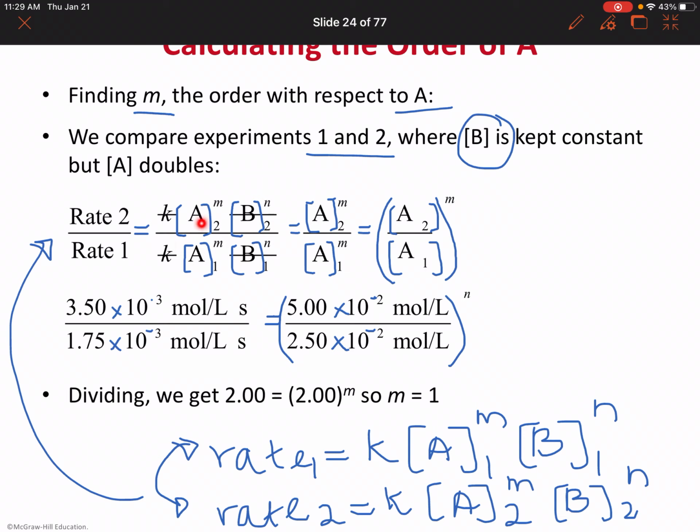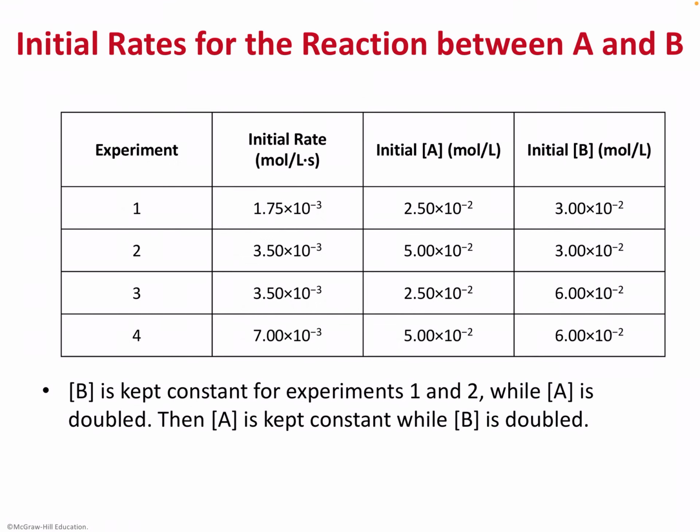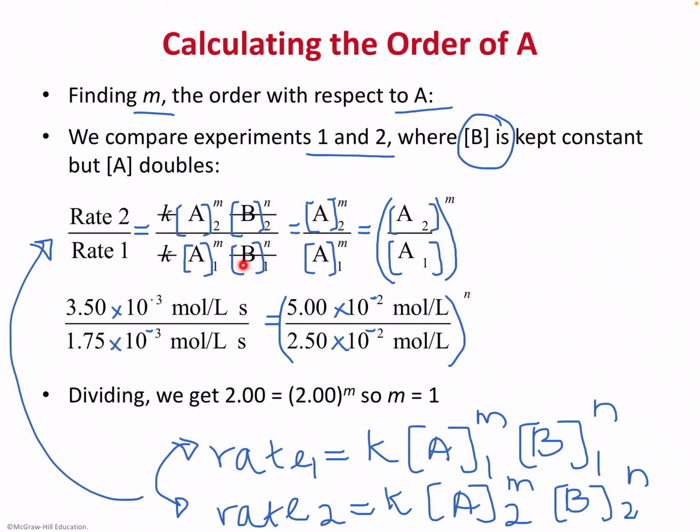And A2 is the concentration of A in the second trial. A1 is the concentration of A in the first trial, and their orders are going to be the same. Now for the B, remember the concentration of B was the same for rate 1 and 2. Remember, concentration of initial B, so they get cancelled. Since it's a division, you can see concentration of B, they are the same, so we can cancel them. So we eliminate the B term and K from our equation.